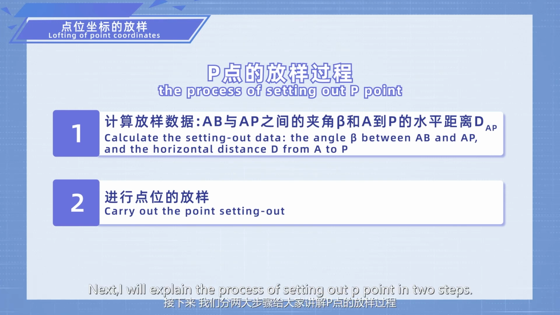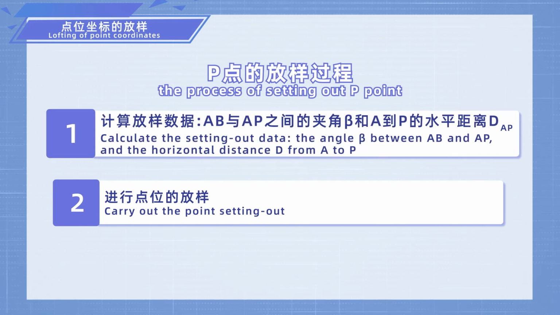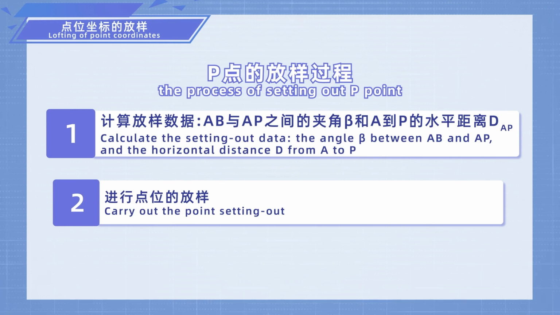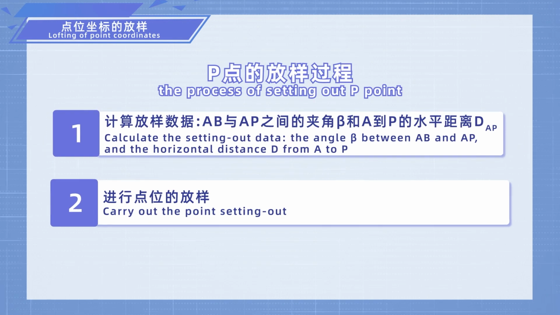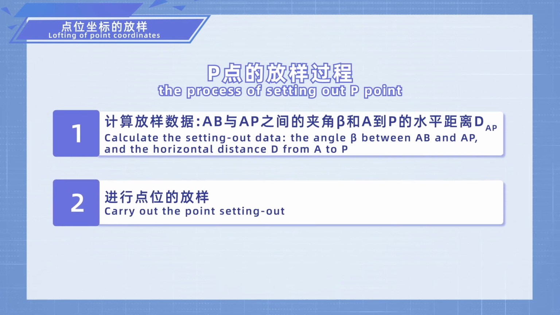Next, I will explain the process of setting out point P in 2 steps. Step 1. Calculate the setting out data, the angle beta between AB and AP, and the horizontal distance D from A to P. Step 2. Carry out the point setting out. Let's start calculating the setting out data.